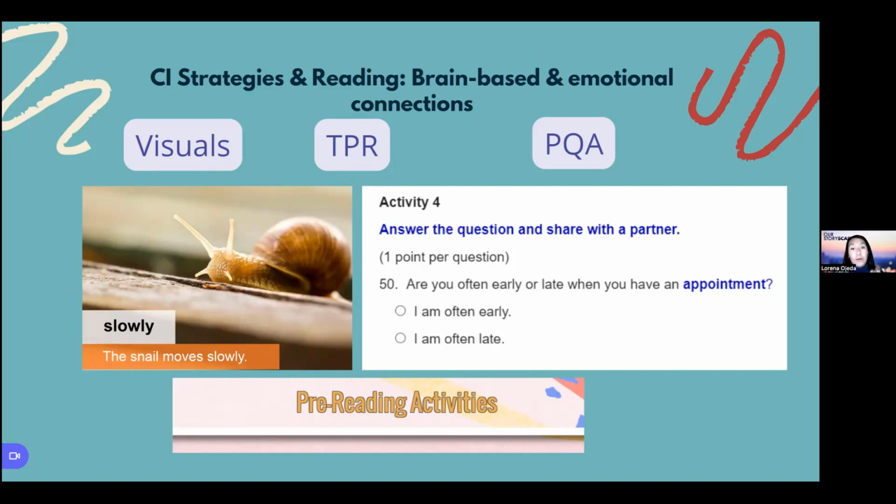Even with our tone of voice, we can say "slow" while you say the word, and your students can get what it means. Another strategy that we propose here too is what we call PQA. It's personalized question and answers. So for example, in this case, the question is, are you often early or late when you have an appointment? And students have to reply whether it's yes or no. So that sets the tone for the story, okay?